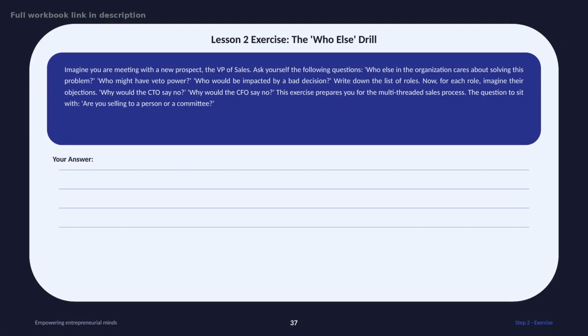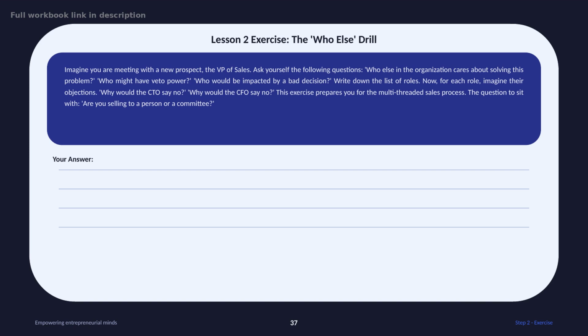Imagine you're sitting down with a new prospect, the VP of sales. Ask yourself, who else in this organization cares about solving this problem? Who might have veto power? Who would be hurt by a bad decision? Write down that list of roles. Now, for each one, imagine their objection. Why would the CTO say no? Why would the CFO say no? Pause and actually write these out.